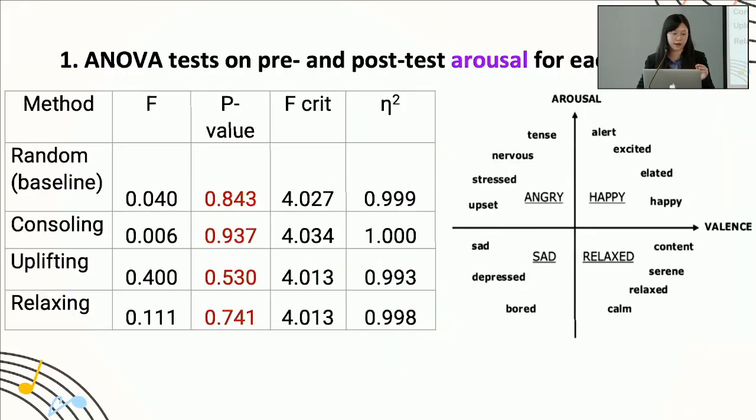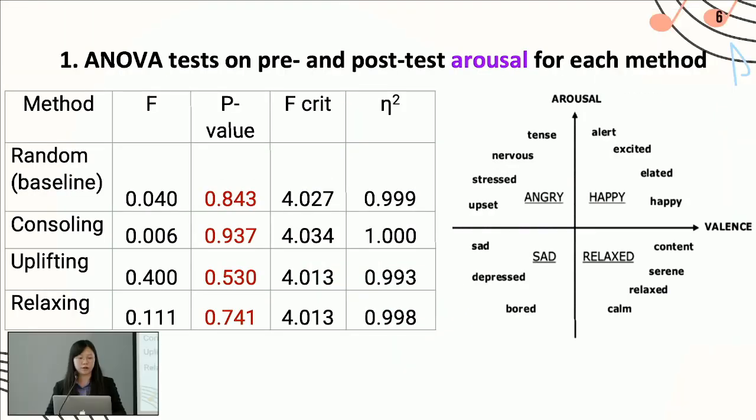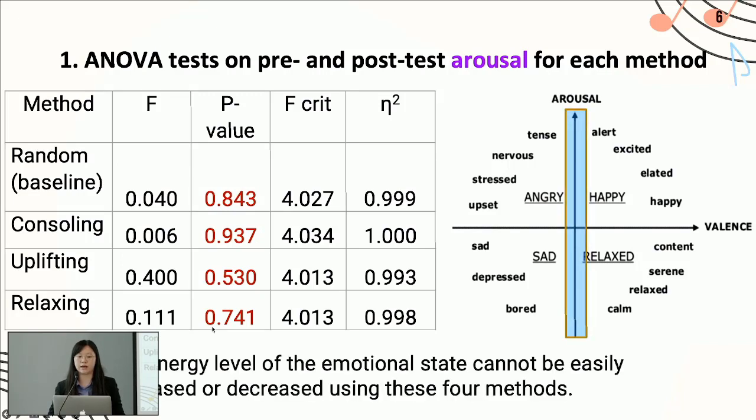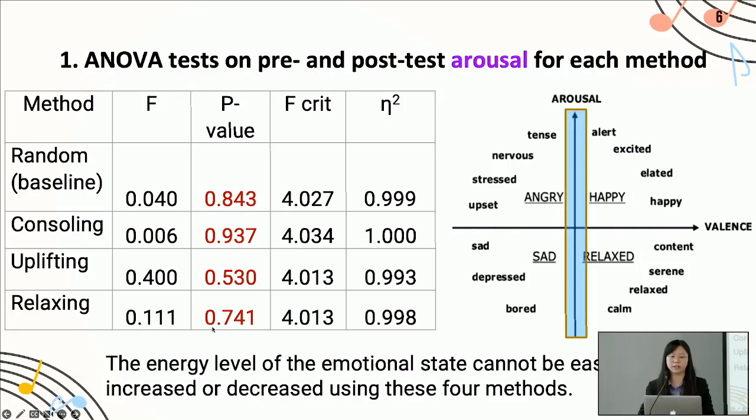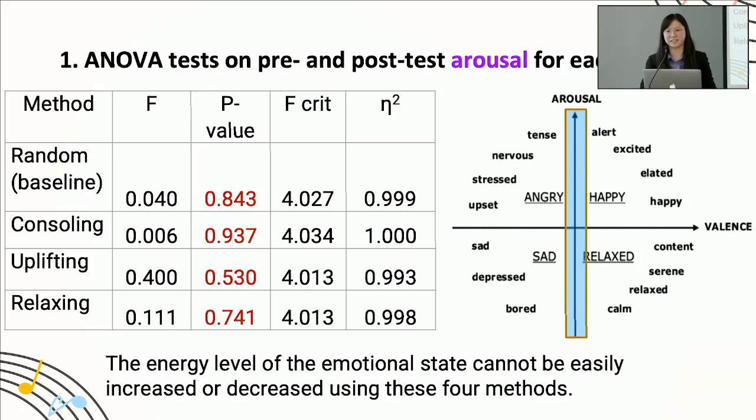Let's take a look at the arousal values, and we can see that here actually it has no significant difference on any of these four methods under this arousal value, because this p value is greater than 0.05, and also you can see the f grid value is greater than this f value, which means that the energy levels of one's emotion cannot be easily increased or decreased using these four methods. It is quite surprising, none of them can do this job.